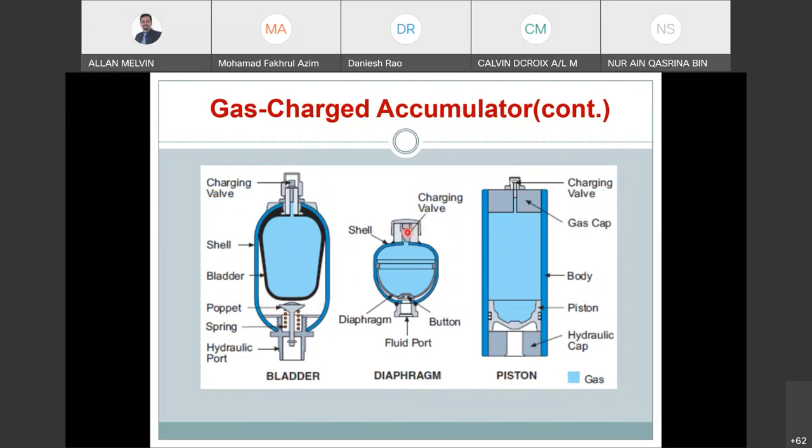So diaphragm type, similar, it will be attached to your storage tank. When it expands, it will create a potential energy inside, and this is a piston type, so it will move. When the gas enters, the piston moves downward and it will create a potential energy. So try to imagine how the system preserves the pressure or creates the pressure.